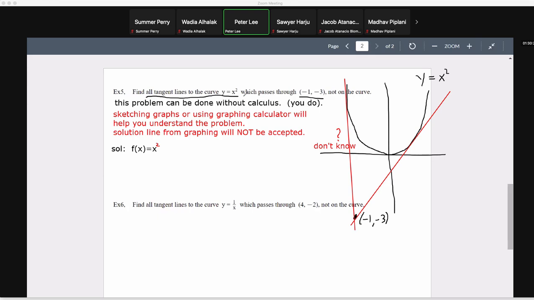X squared. Now, find the tangent line. Here in this case, you want to find the tangent line? Yes. First, you want to find the tangent line. But note that we have the point right here. This is the point -1, -3. But this is not the tangent point. The tangent point is actually here. This right here is what we call the tangent point.